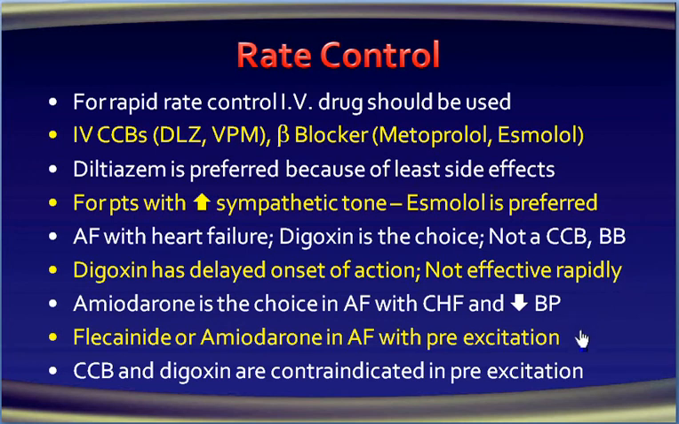Flecainide or amiodarone are used in atrial fibrillation when there is pre-excitation in the ECG, to have the antiarrhythmic effect on the accessory pathway. Calcium channel blockers and digoxin are contraindicated in patients with pre-excitation like WPW.